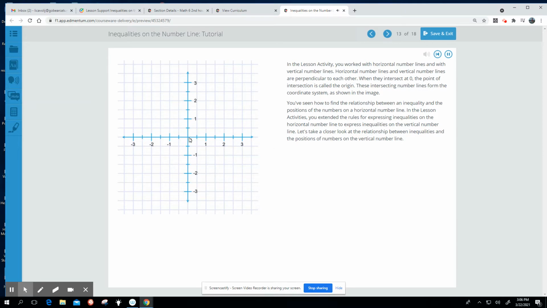You've seen how to find the relationship between an inequality and the positions of the numbers on a horizontal number line. In the lesson activities, you extended the rules for expressing inequalities on the horizontal number line to express inequalities on the vertical number line. Let's take a closer look at the relationship between inequalities and the positions of numbers on the vertical number line.